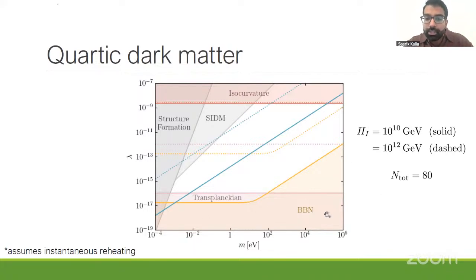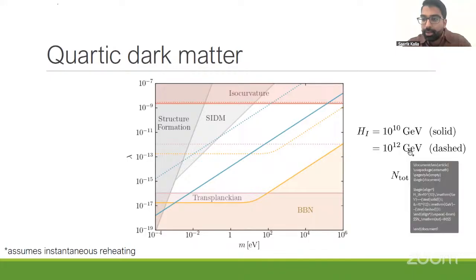This orange region here is where you would have too much of this dark matter sitting around during BBN, so that would be constrained by N effective. And this pink region is, if you care about this, this would require initial conditions which are Transplanckian, where the field starts off at higher than M Planck. Also, these gray regions here are various late time constraints from like self-interactions or from structure formation. But you can see that there's a decent amount of nice, viable parameter space for quartic dark matter. These dashed lines here are what these lines would look like if I used a different Hubble parameter, if I used 10^12 GeV instead.